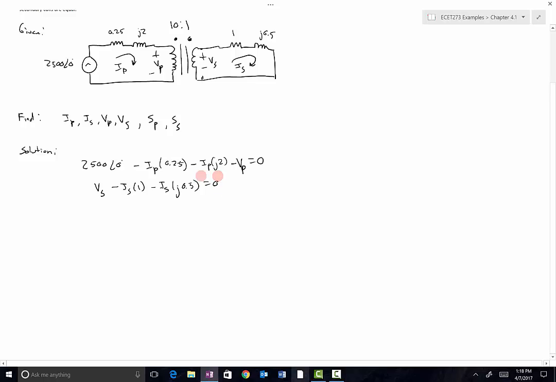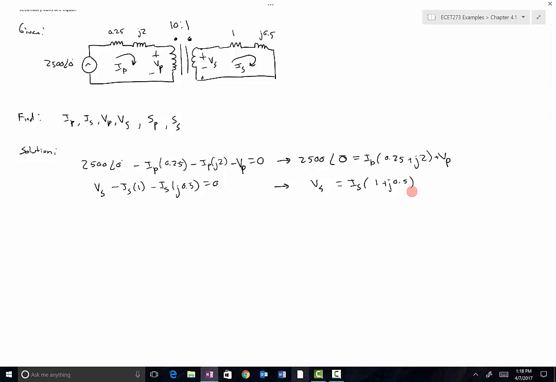And so voltages around a closed loop sum to 0 in both cases. So I'd probably rearrange those and write 2500 at angle 0 is equal to IP times 0.25 plus j2 plus VP for the primary side, and then for the secondary side I would write that the secondary voltage is equal to the secondary current times 1 plus j0.5 ohms. So now I've got those two KVLs that represent the primary and the secondary side.